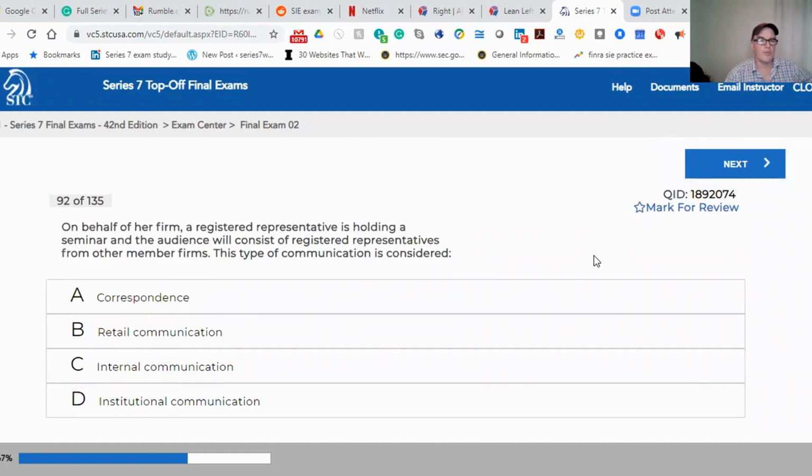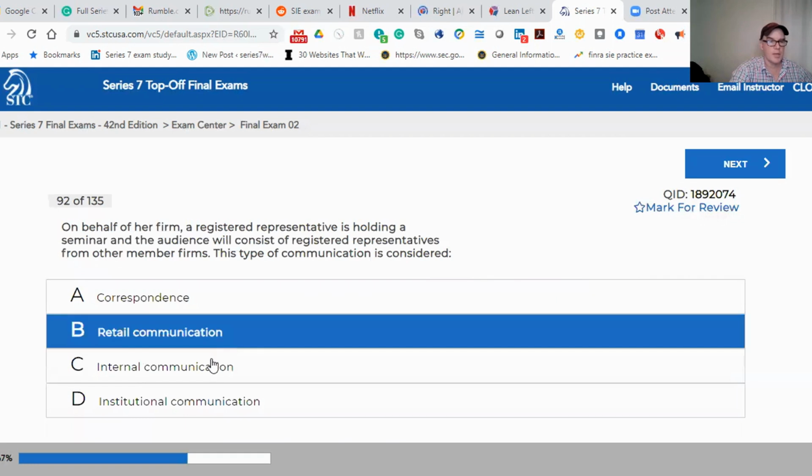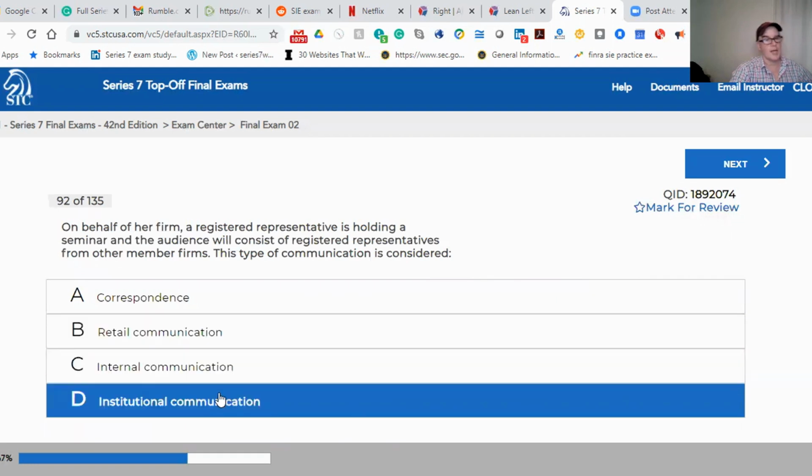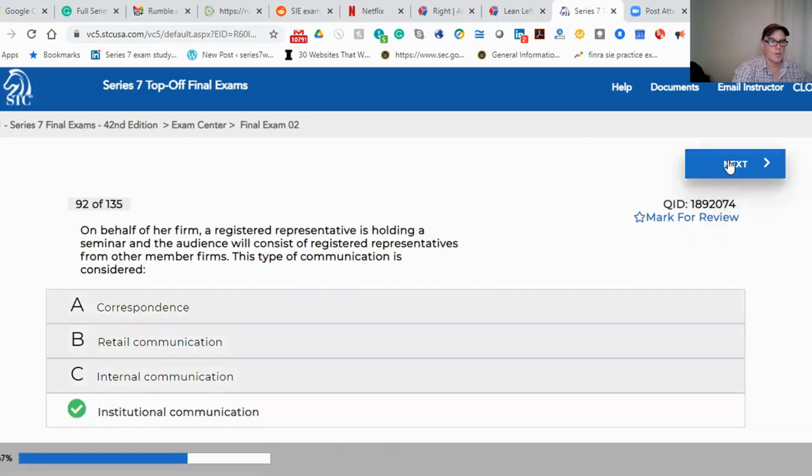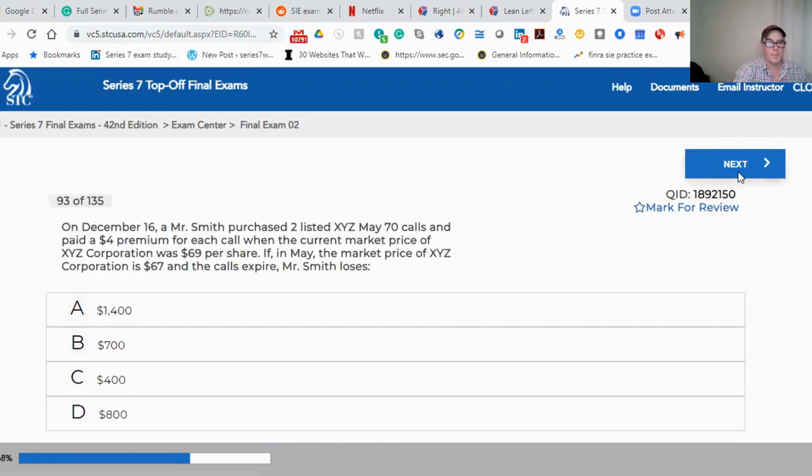On behalf of our firm, a registered rep is holding a seminar, and the audience will consist of registered reps from other firms. This type of communication, since it's not customers, I think it's going to have to be institutional. It's not internal because it's other firms. I would say it's going to be institutional, since they're representing broker-dealers, which are institutions.